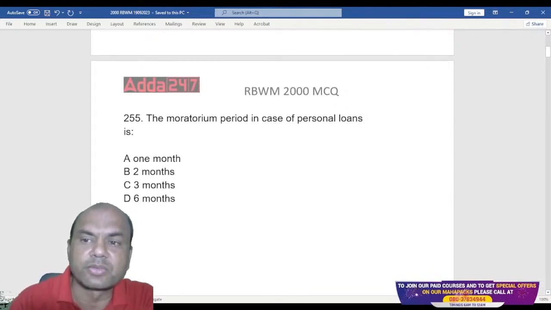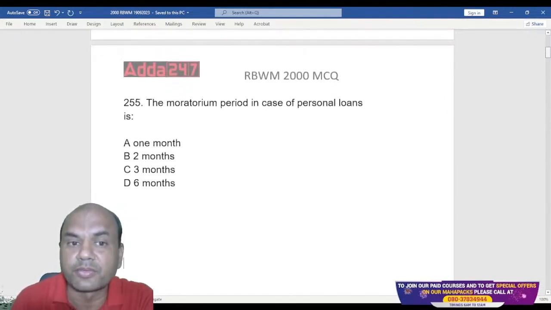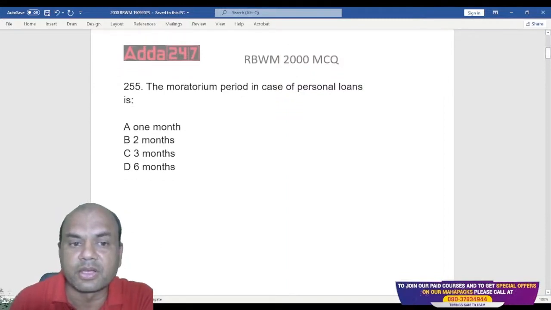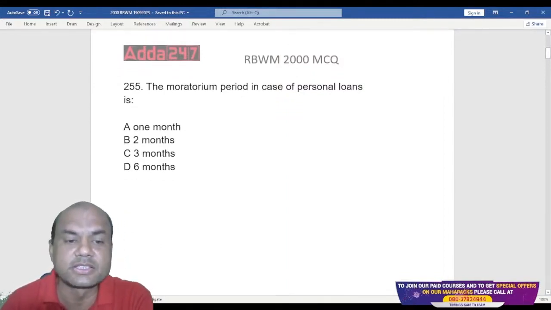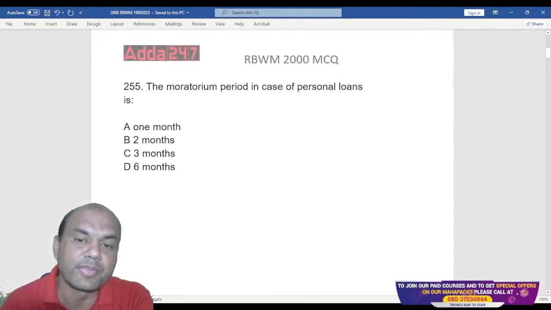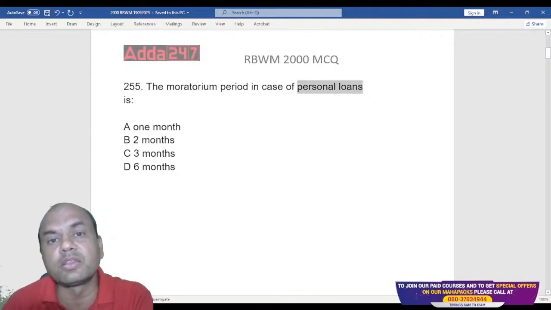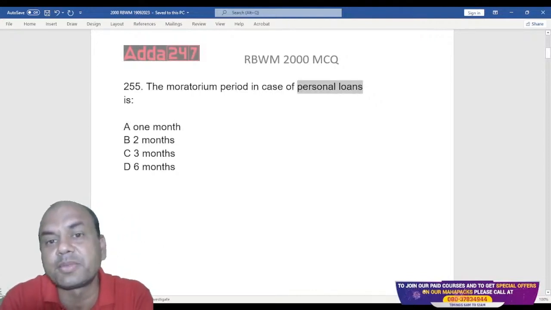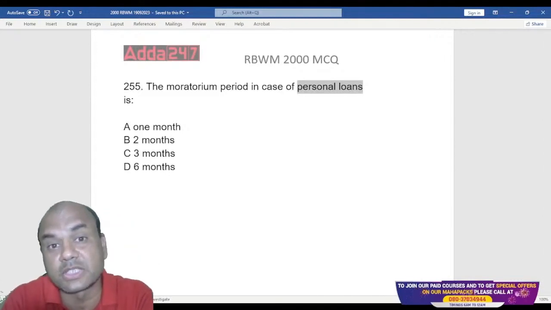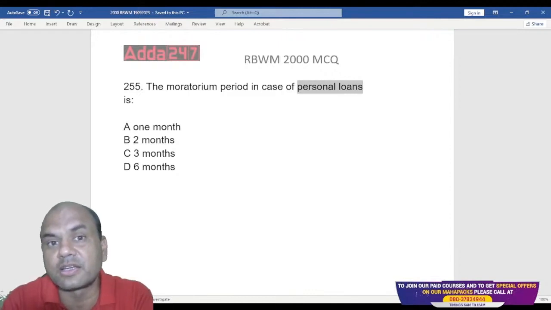What do you think should be the moratorium period in terms of personal loan? It is always 1 month, 2 months, 3 months, 6 months. Personal loan means, how many of you have worked in loans? Just type yes in the comment section. Those who have worked in the loan section will understand it.